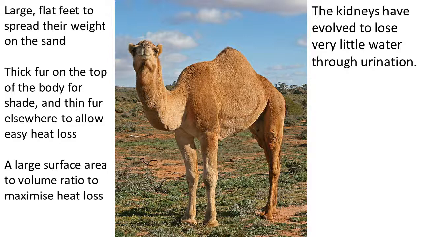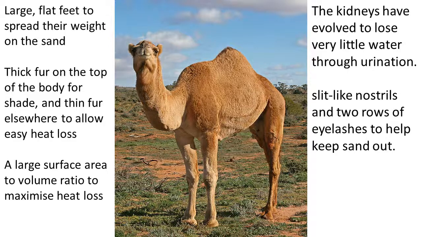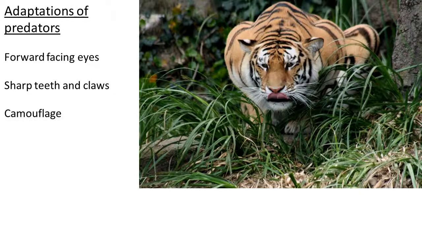Now there are certain adaptations that enable predators to be really efficient hunters. Forward-facing eyes give predators excellent distance and depth perception, and that's really important when they're chasing and bringing down prey. Sharp teeth and claws for immobilizing prey, and camouflage allows the predator to sneak up on the prey animal.